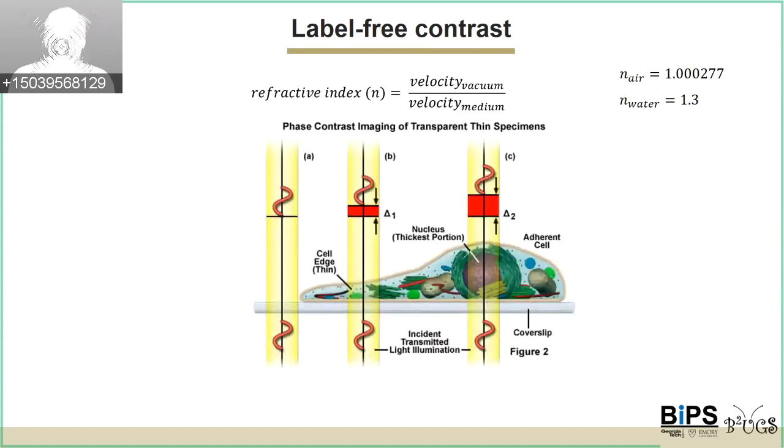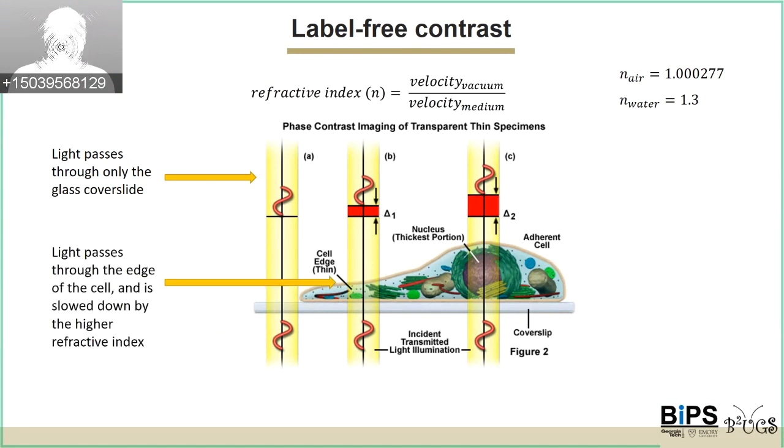Consider the below scheme where light illuminates this adherent cell. Some light passes through only the glass cover slide. The glass slows down the light, so the wave is phase shifted. This will be our reference light. Some light passes through the edge of the cell, so it slows down not only when it goes through the glass, but also the cell, which is mostly water. A larger phase shift is added to this light, shown by the red area in the image by the wave.